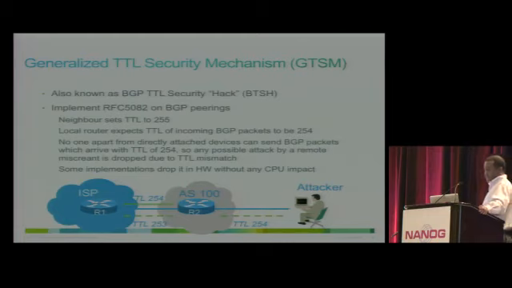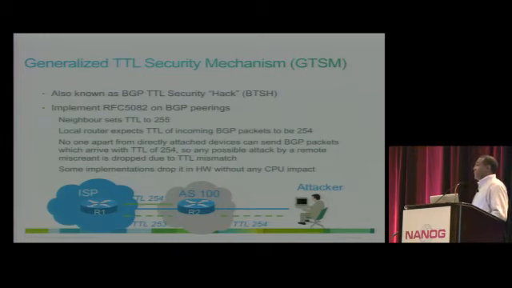Another important implementation is the Generalized TTL Security Mechanism, GTSM. Formerly it used to be the BGP TTL security hack, BTSH. With this, when you establish an eBGP session, you can say, I will only accept BGP packets, which are TCP port 179, only if the TTL is 254 or 255. For that to happen, your peer has to set the TTL to 255.